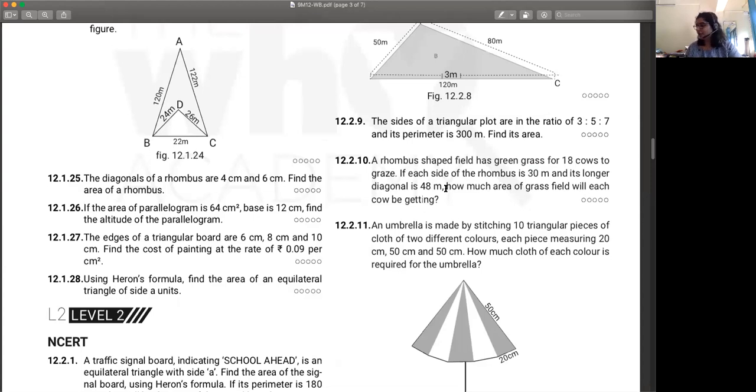So how will you approach this problem? How will you solve it? Like what are they asking and how will you get that?